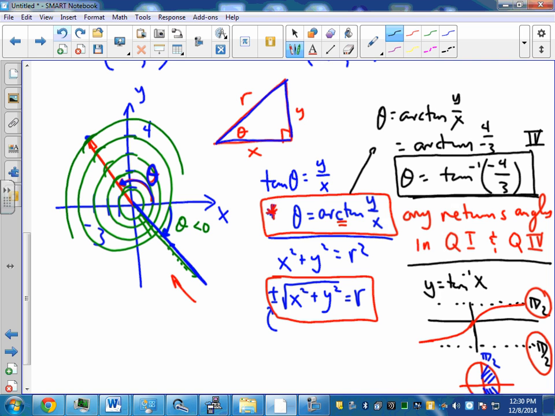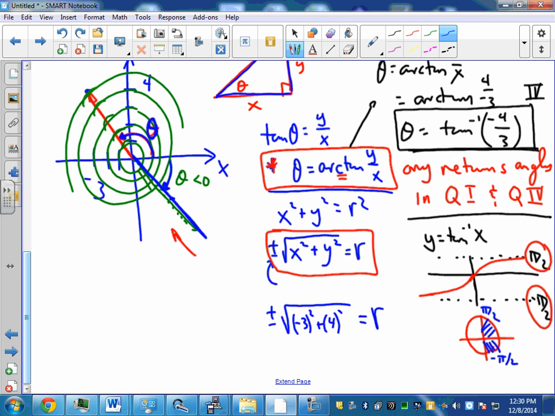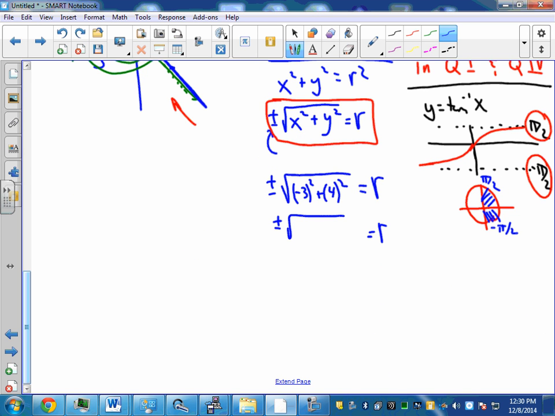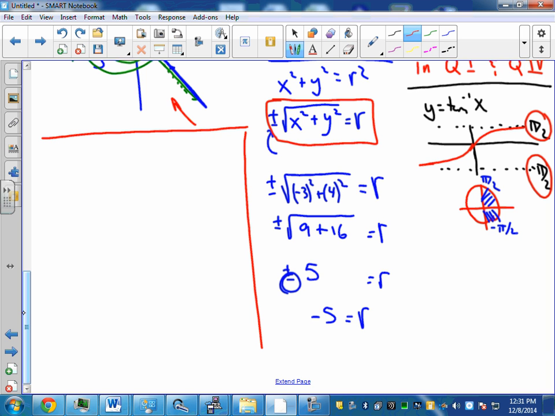Okay, how about the r? R is much easier. We know that r can either be plus or minus the square root of x, -3 squared plus y, 4 squared. So r will either be plus or minus the square root of 9 plus 16. R will be plus or minus 5. And in this case, we're going to choose the negative root. R is equal to -5. So now, on a scale of 1 to 10, this is like an 8. This is a hard problem.